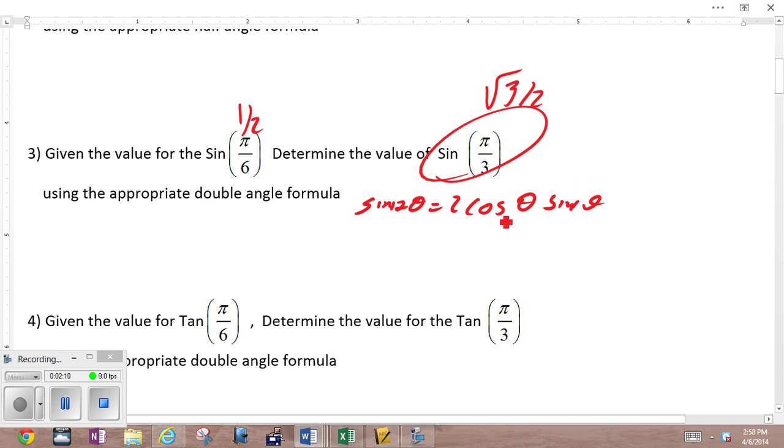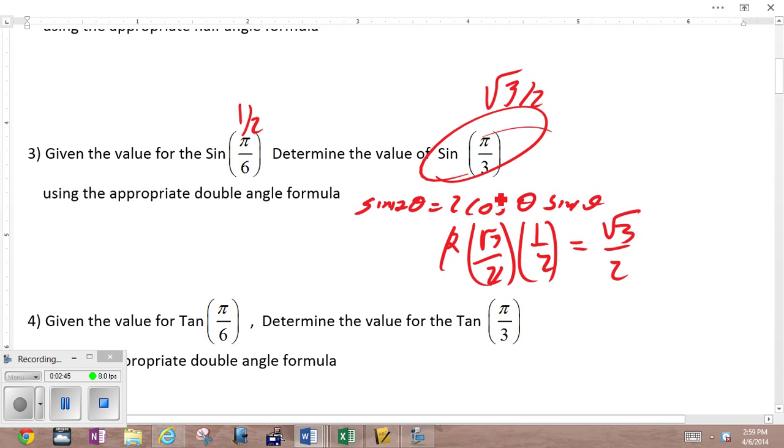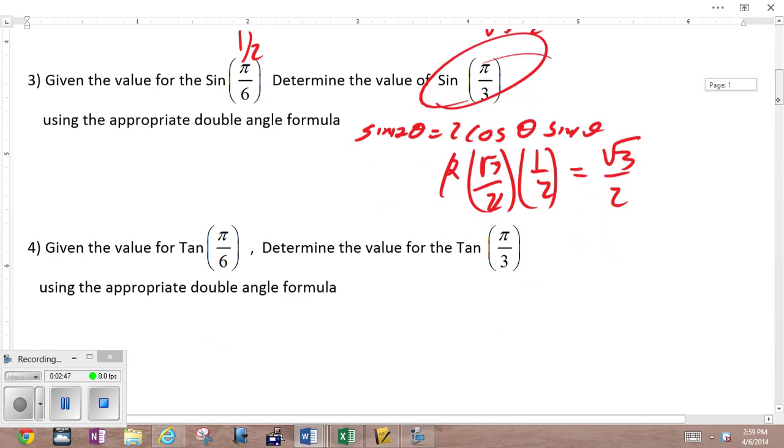So here we go. If we use the identity, we need the cosine of pi over 6, which is root 3 over 2, times the sine of pi over 6, which is 1/2. And if we multiply these all out, with that 2 canceling out the half, we get root 3 over 2, which we know is the sine of pi over 3. So that illustrates that that works.